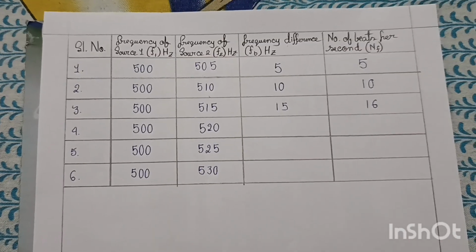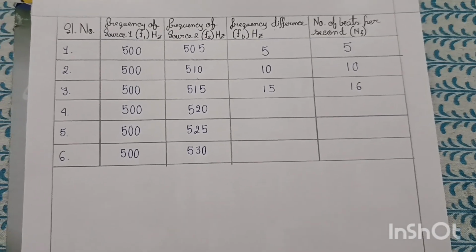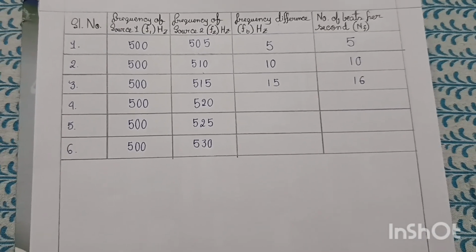In the third case, the frequency of source 1 is constant at 500 Hz, the frequency of source 2 is 515 Hz, the frequency difference is 15, and the number of beats we get from the experiment is 16.